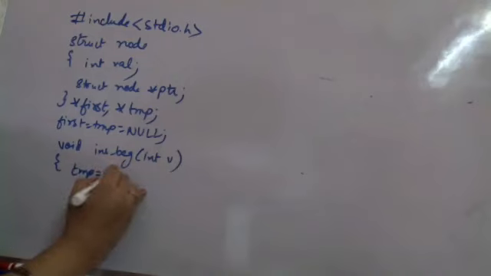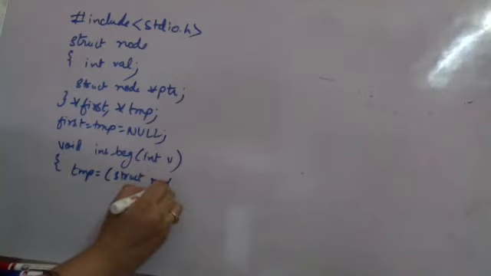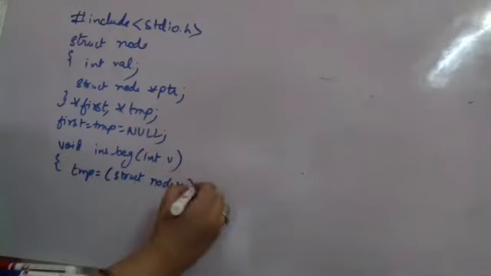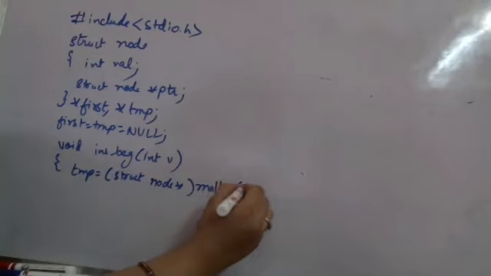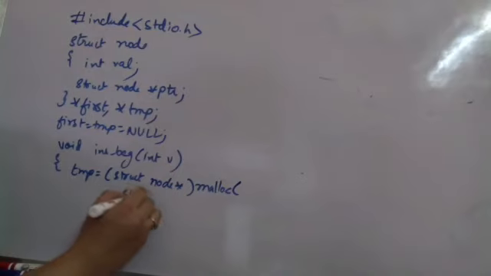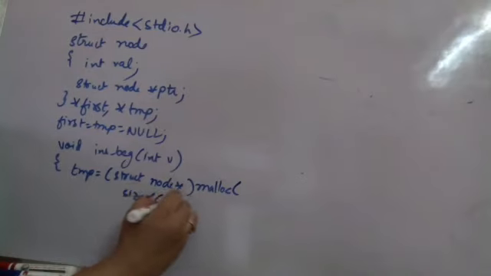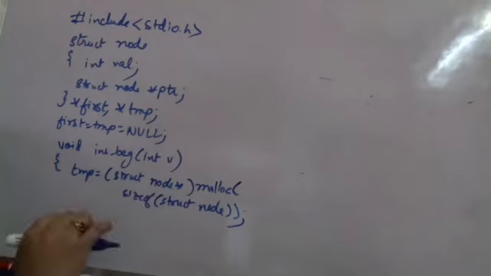Then what am I doing? I am creating a new node. So my temp is equal to struct node pointer. This is typecasting. What am I typecasting? I need to dynamically allocate the memory. Allocate the memory of what size? I have to allocate the memory of size of a structure. So this is struct node. I have to allocate this much memory, and I will typecast into struct node pointer.